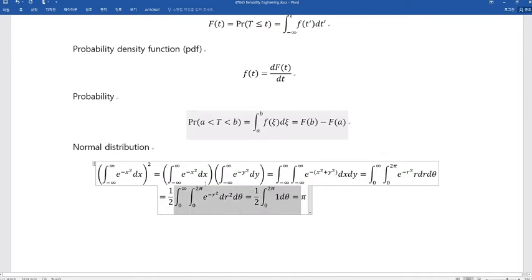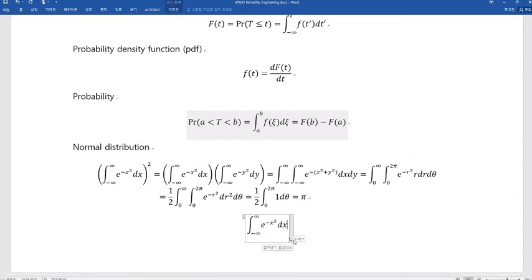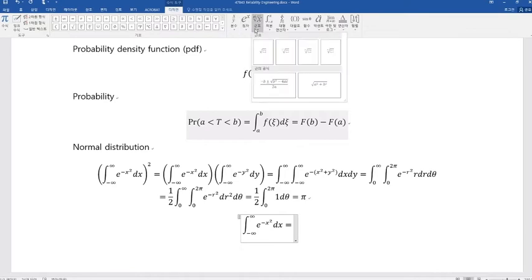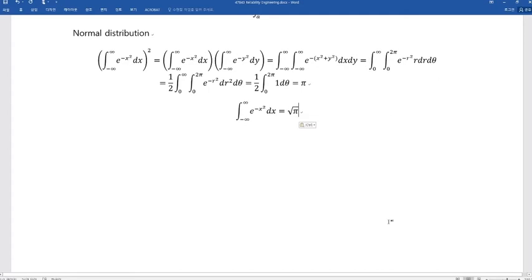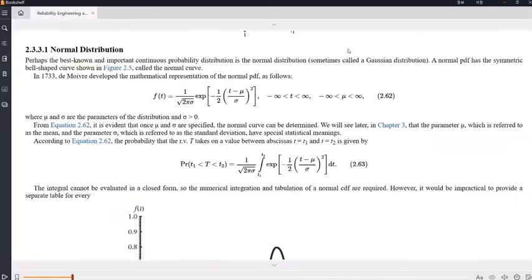So with this in mind, what we can say with this result is that this integration result alone will be square root of pi. So maybe you will be able to see why 1 over square root is placed here.